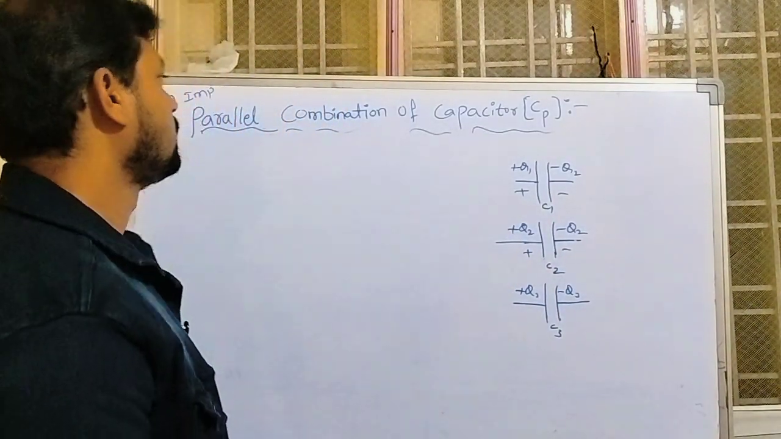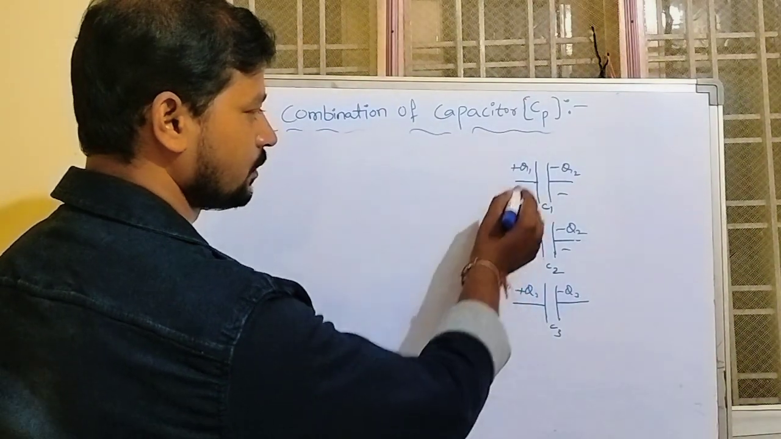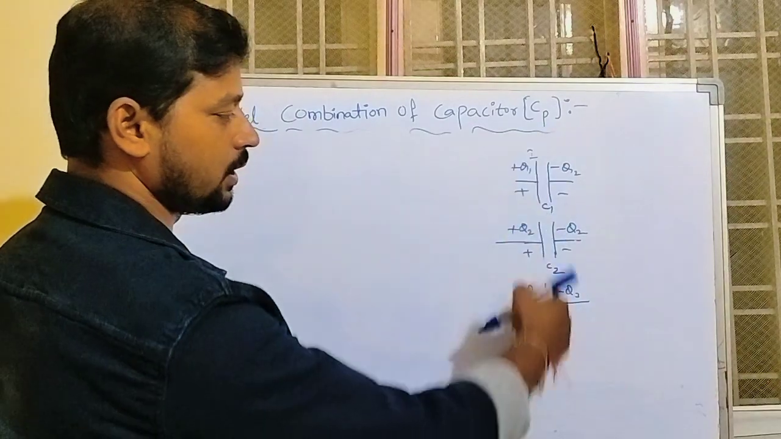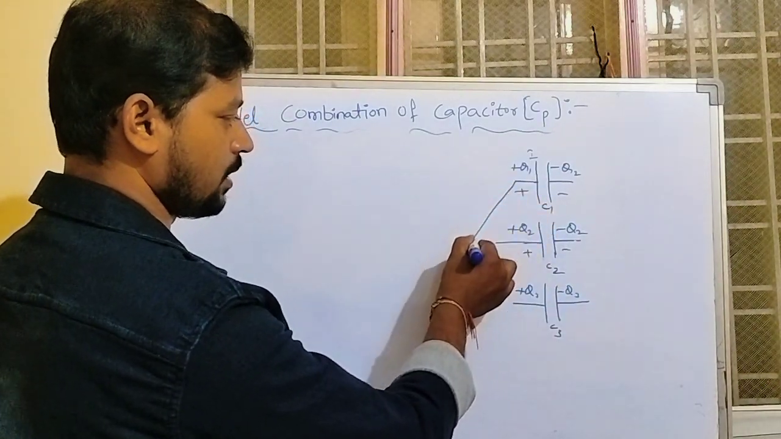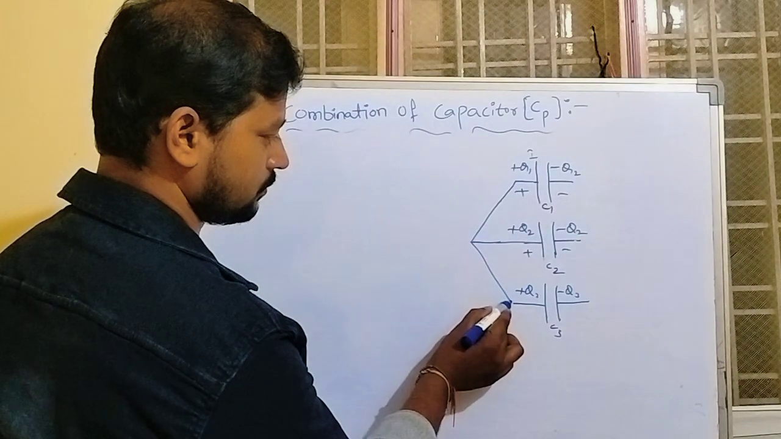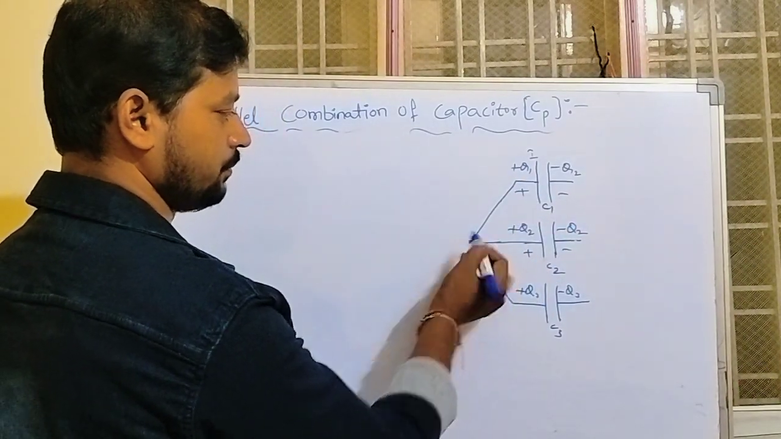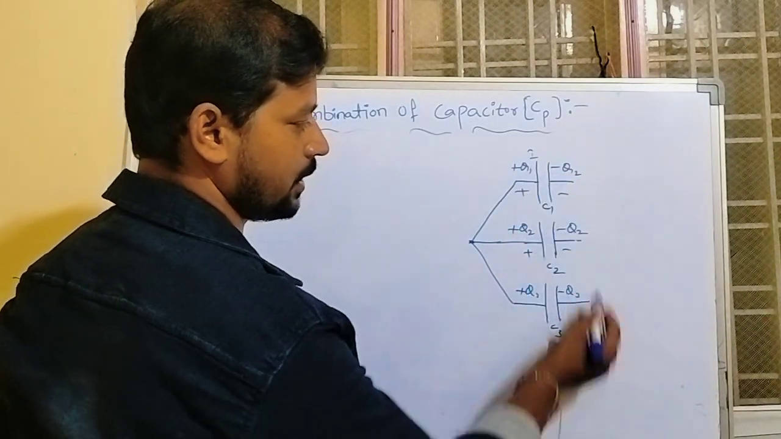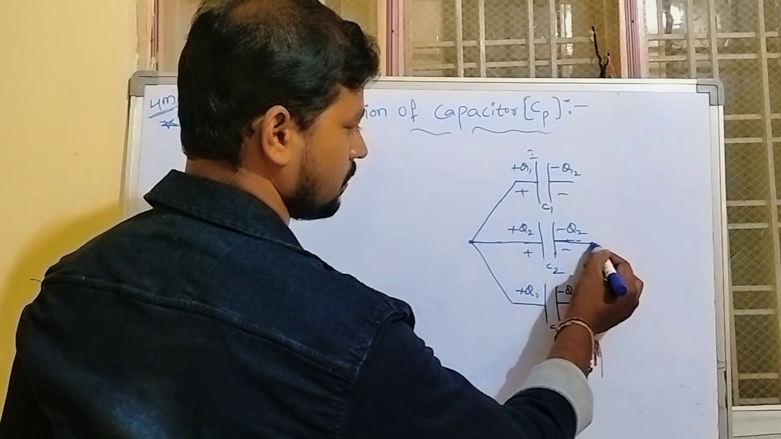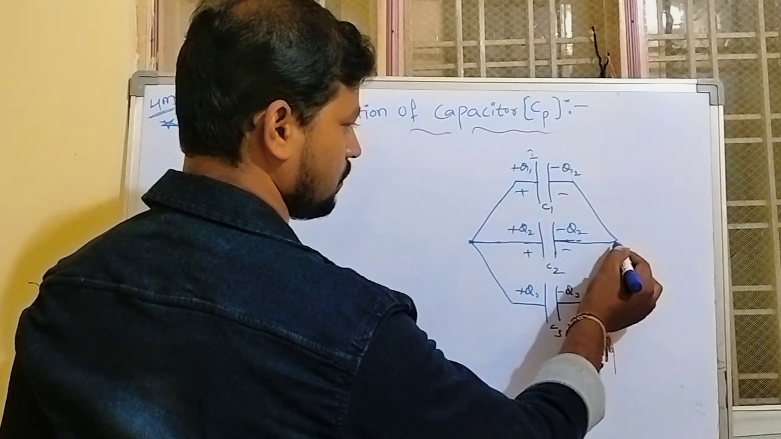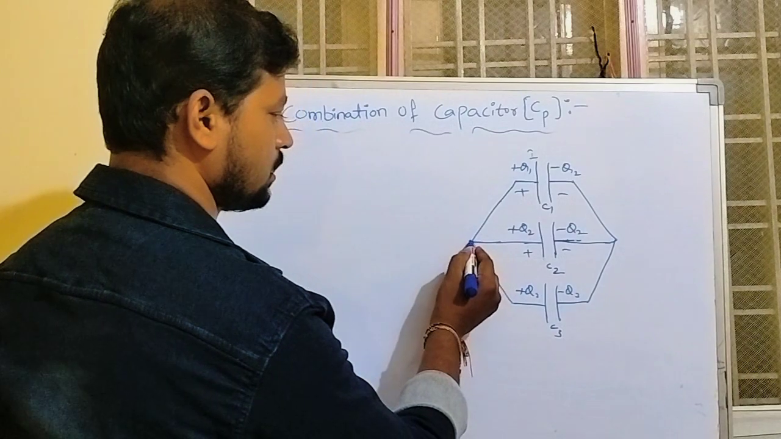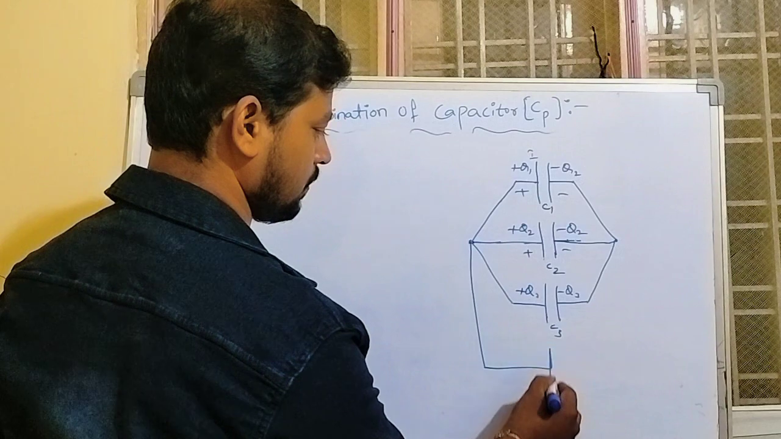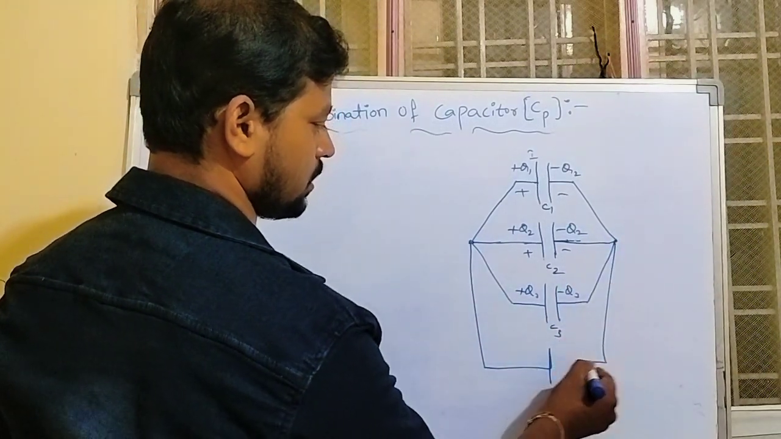How to connect the parallel combination of the capacitors? First plates of all the capacitors are connected to a common terminal, and second plates of all the capacitors are connected to a common terminal. These common terminals are connected to opposite terminals of the battery.